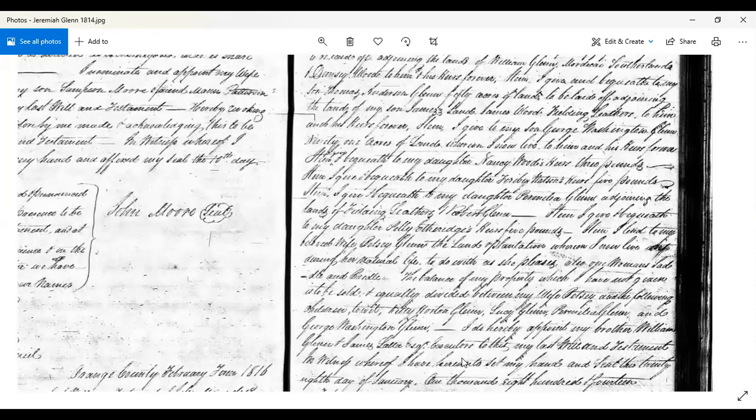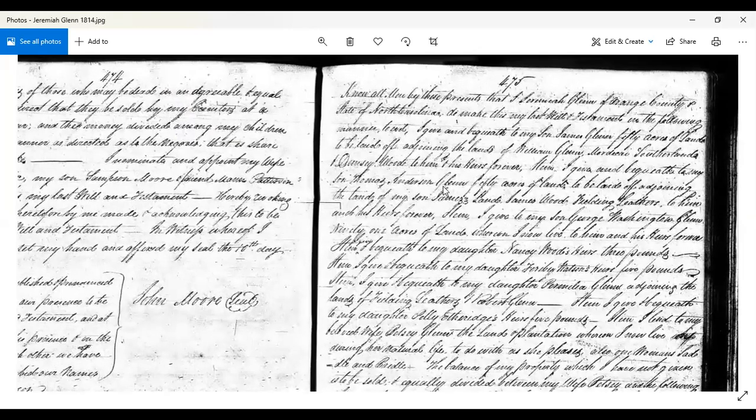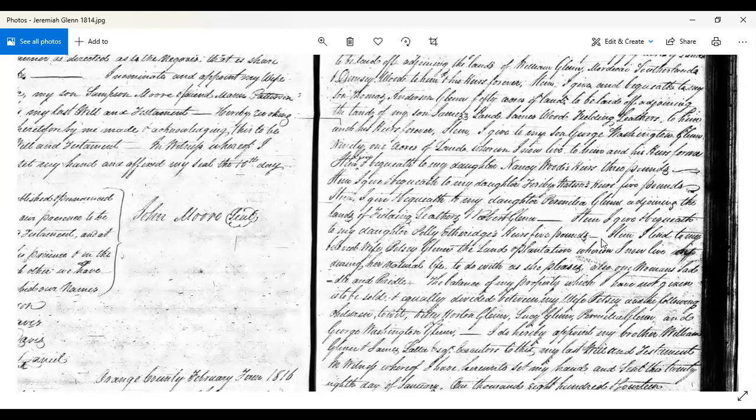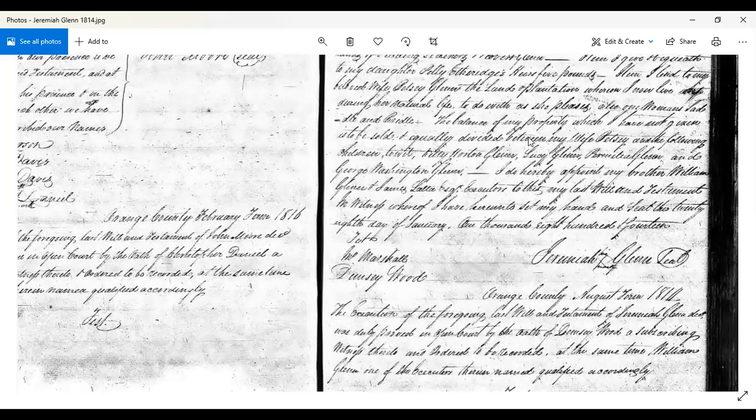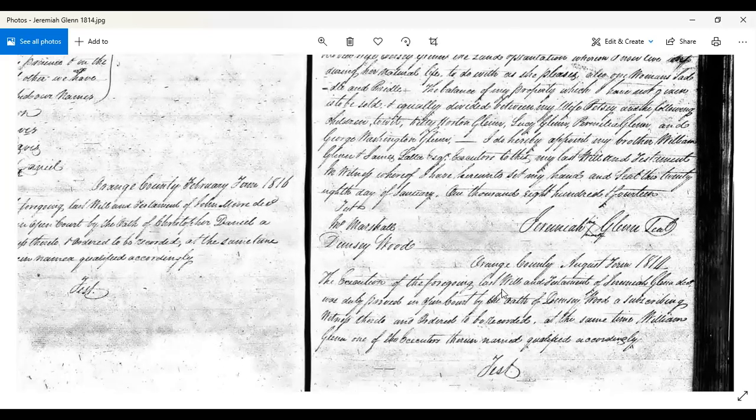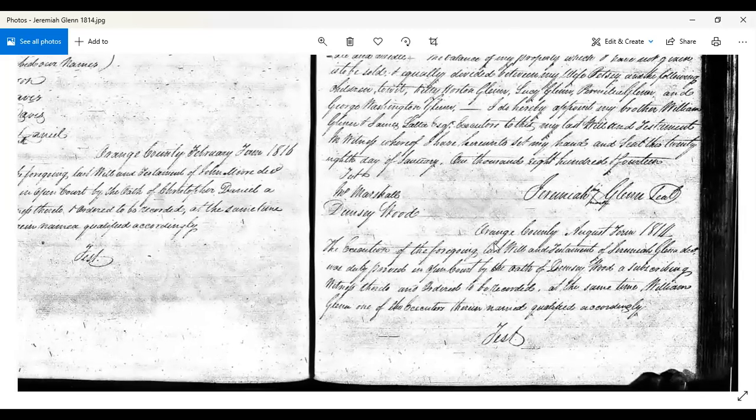And then over here is the original. So you can see it is written in very different handwriting, all by the probate judge at the time. It goes in and does say all of the different names. There's his daughter, and it leaves different things to each of his children and some of his grandchildren. And then right below it, this is where the will was probated. So you can see it has, I believe that's August 4th, 1814.